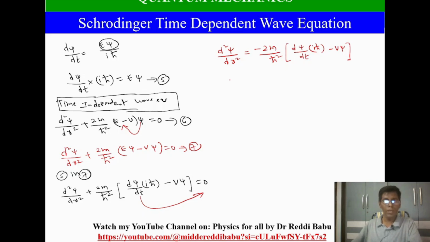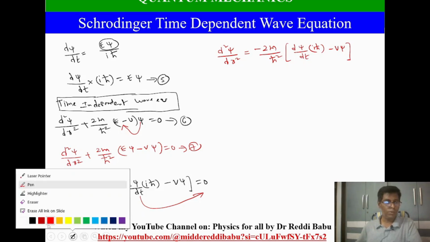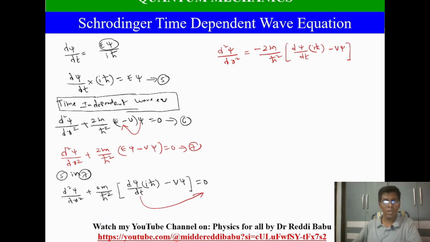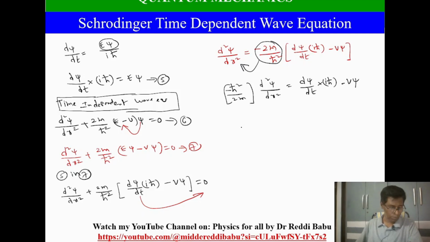Now what I have to do? One more simplification. Listen carefully, understand the subject properly. Now this is the RHS. Now this term I will bring to the left hand side. So what I will get? h cut square by 2m will come to the left hand side. The remaining term is d square psi divided by dx square, and the remaining term is d psi divided by dt into I h cut minus V psi. Now we got up to here.